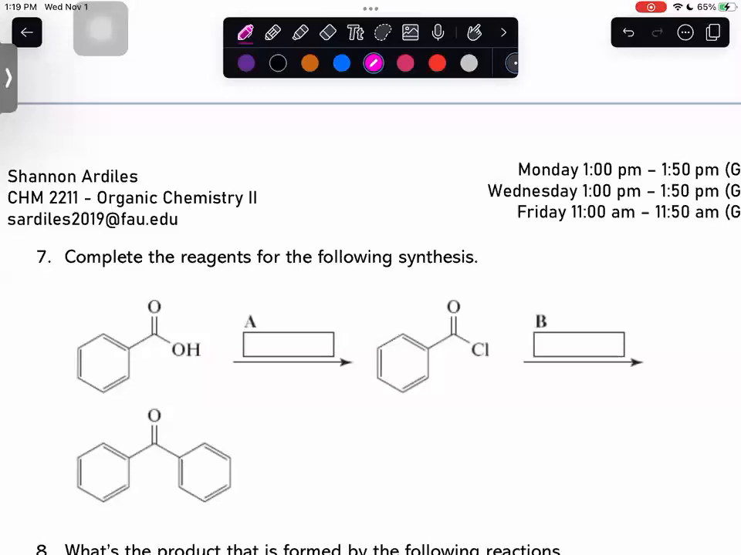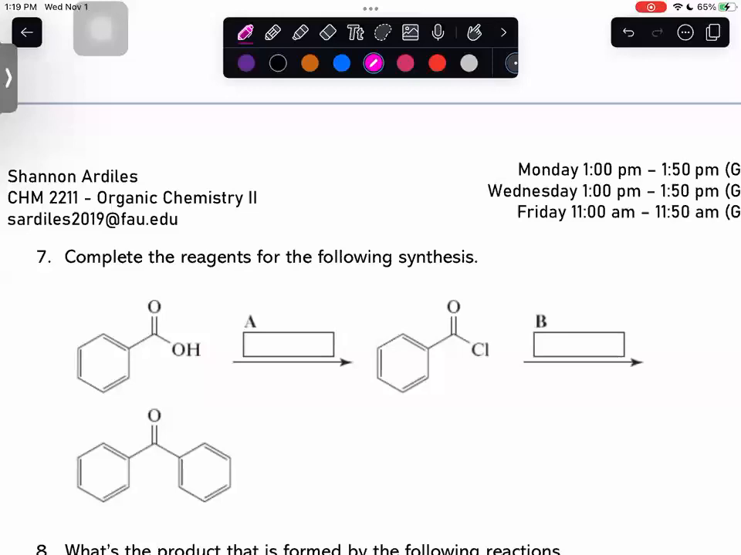Is this an acid? No, it's an alkylation. Wait, what? Oh, B's an acylation. How do you replace the alcohol? Cool. B's an acylation, because you're adding. Kayla, you are correct. A, it's going to be a protecting group.